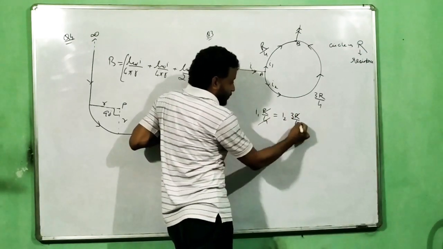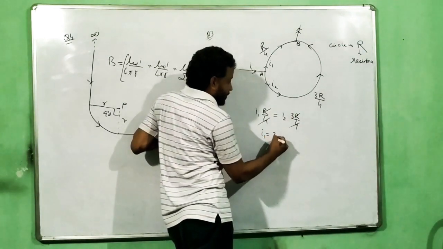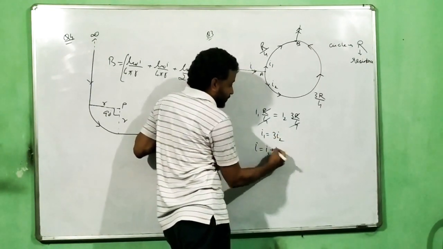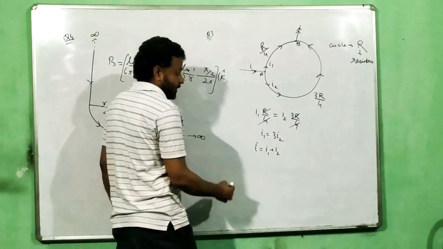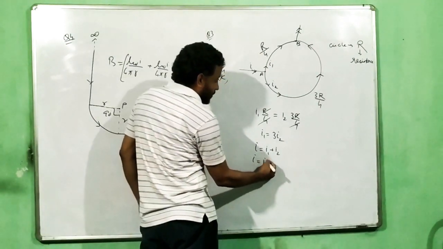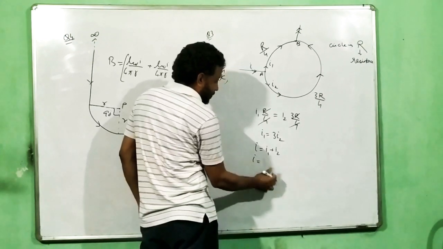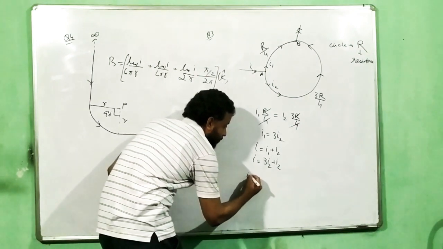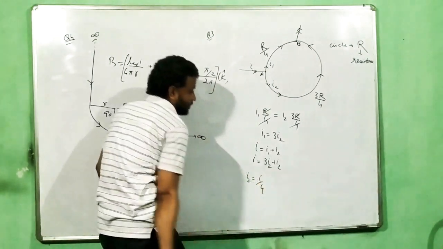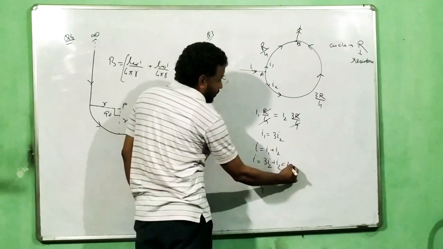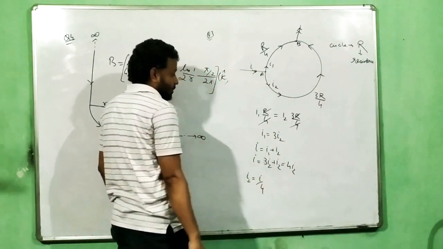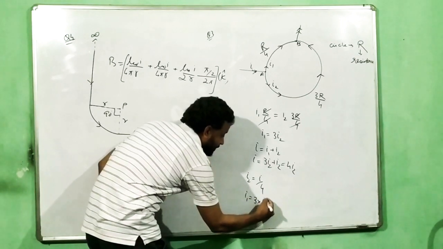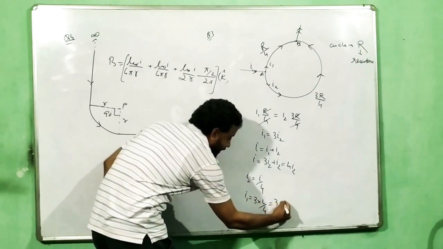R gets cancelled out, 4 gets cancelled out. So the first relation is I1 is equal to 3 times I2. Also, I1 plus I2 equals I, by Kirchhoff's first law. So I is equal to 3I2 plus I2, which is 4I2, and hence I2 will be equal to I by 4. So I1 will be equal to 3 times I2, that is 3 times I by 4, which is 3I by 4.